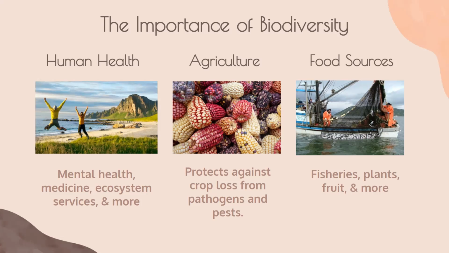Now, the next one is food source, and I put fisheries, plants, fruit. What I'm showing you here, obviously, is netting fish. What's happening with the fisheries is exploitation to the extent that we are losing a lot of fish species in the ocean. So that is going to limit our ability to use fish as a food source. When plants become extinct, we are also jeopardizing what we can use for crops.